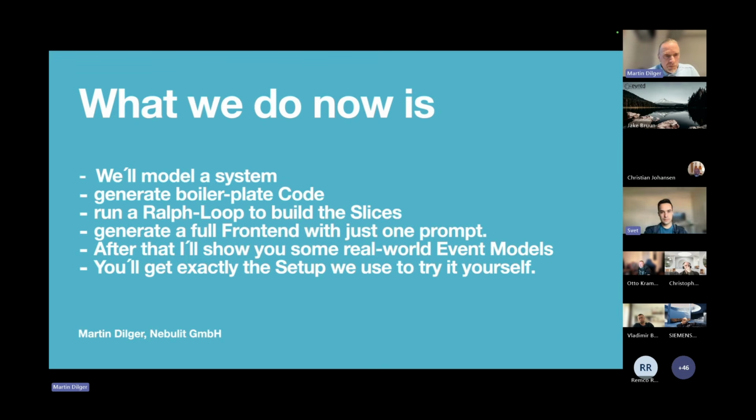So what we do now is we'll model a system together. We jump now to Miro. I will show you how I model a system very quickly. We'll generate some boilerplate code using a static code generator. I'll run the Ralph loop and we'll build some slices. Let's see how far we can get with this. We'll generate a front end with just one prompt. And after that, I'll show you the event models. And of course, at the end, we have time for Q&A.